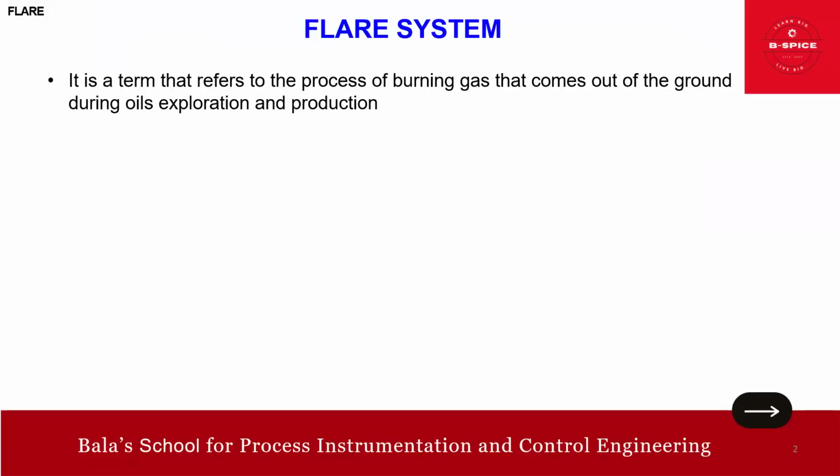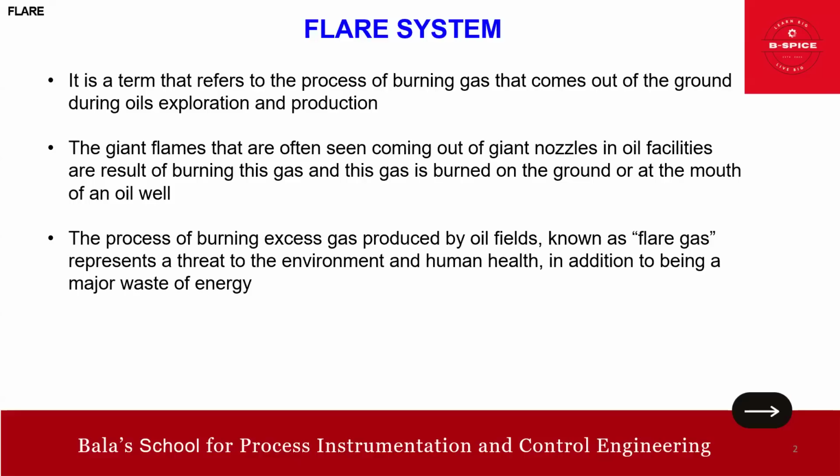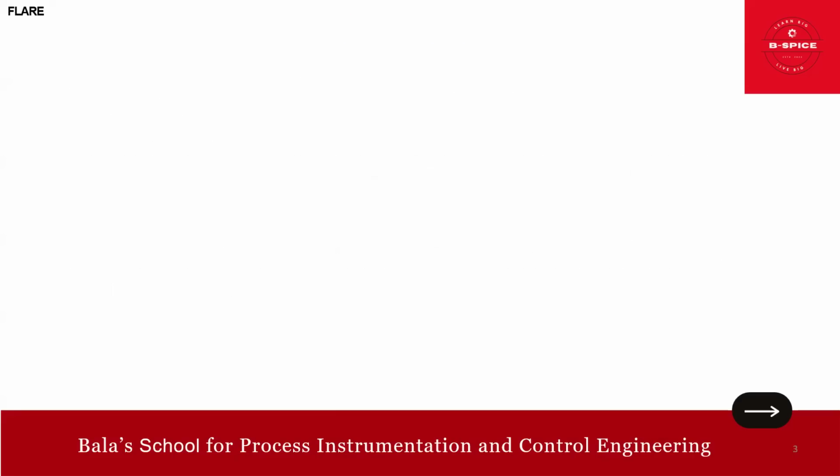Flare system. It's a term that refers to the process of burning gas that comes out of the ground during oil exploration and, of course, production. So it's very simple, right? The giant flames you would have seen in the refinery, right? The giant flames coming out of giant nozzles in oil facilities are a result of burning this gas, and this gas is burned on the ground or at the mouth of the oil well. The process of burning excess gas produced by oil fields, known as flare gas, represents a threat to the environment and human health, in addition to being a major waste of energy. This we all know.